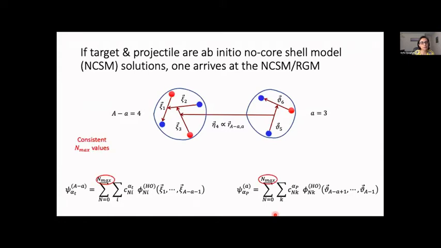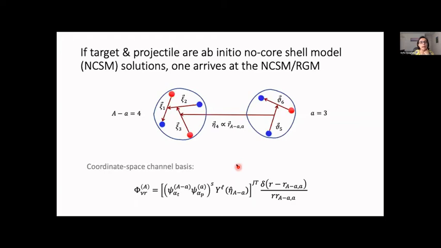And I want to underline that these expansions contain all excitations of the nucleons from the ground state configuration up to a maximum excitation of Nmax quanta that is chosen in the calculations, and we use consistent values of the excitation for both the target and the projectile.